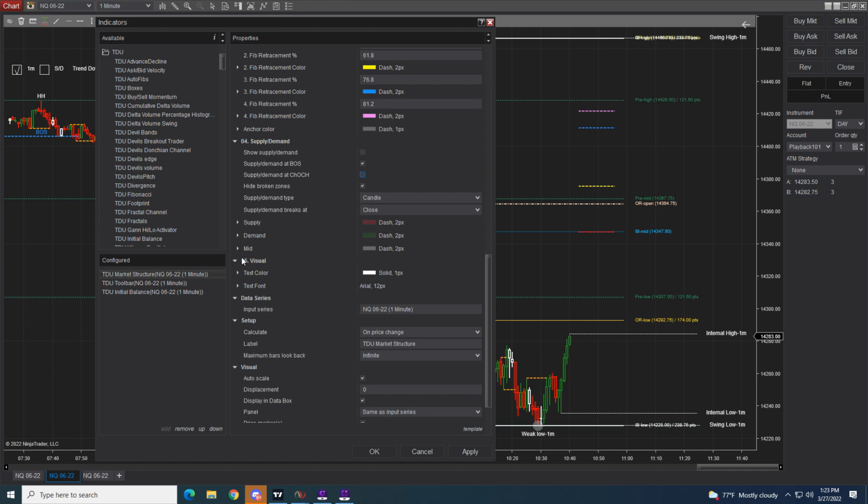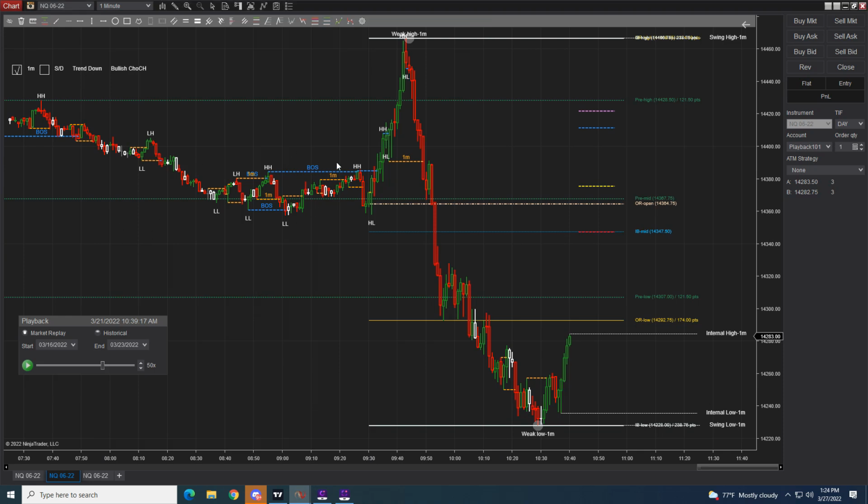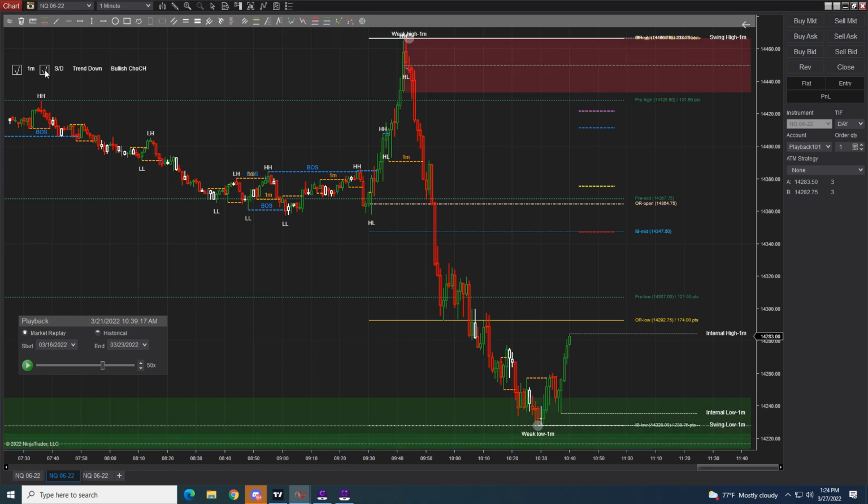So I'm going to show you one example with the demand zones. We're going to look at the exact same trade setup and the same two charts here, one with supply demand off for change of character and one with it on. This will be the one with it off. All right, so you'll note here, I'm only going to have supply demand zones where I have a break of structure, right? So any of the internal change of character, no demand zone there.